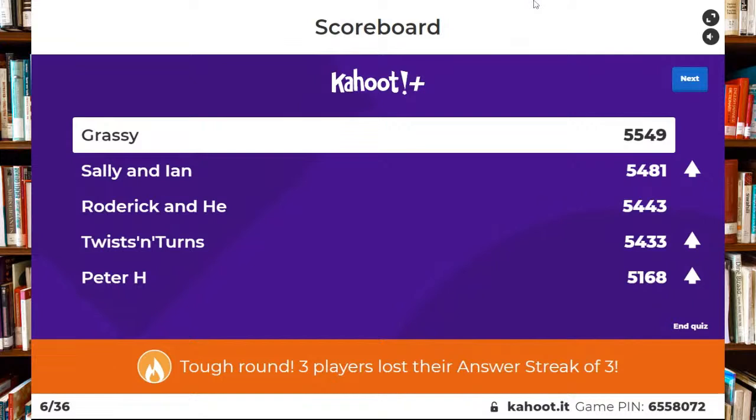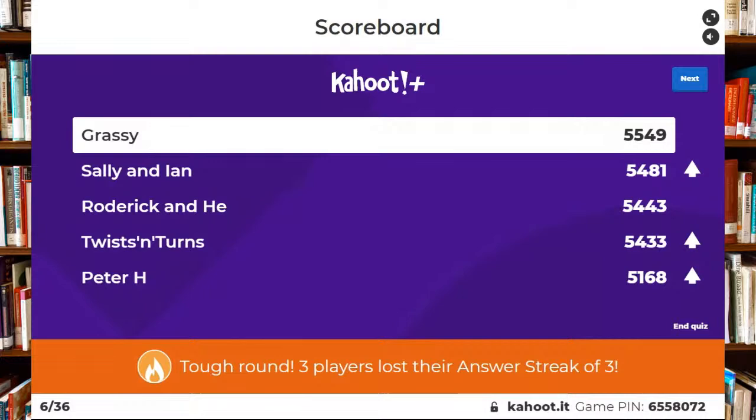Also, big changes there. People taking advantage of the double points there. Grassy still in first place, though. Sally and Ian in second. Roderick and Heave. Twists and turns. Peter H making a first appearance there. So well done. And what have we got there? Yeah, tough round there. Three players lost their answer streak of three. So, yeah, there we go. And that was the end of the first round.